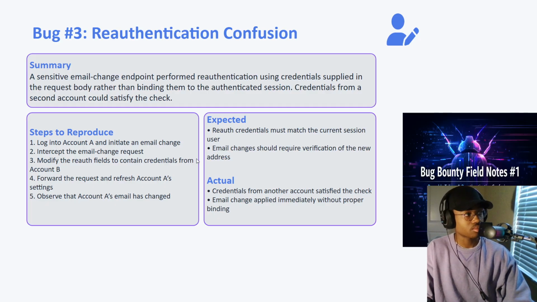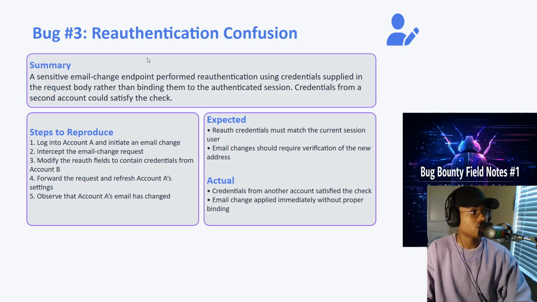Okay, third report. This one, I actually thought would be accepted. Out of all of them, I really thought this one was the most likely to get accepted. But this was interesting. Read this. Reauthentication confusion. Summary: a sensitive email change endpoint performed reauthentication using credentials supplied in the request body rather than binding them to the authenticated session. Credentials from a second account could satisfy the check.